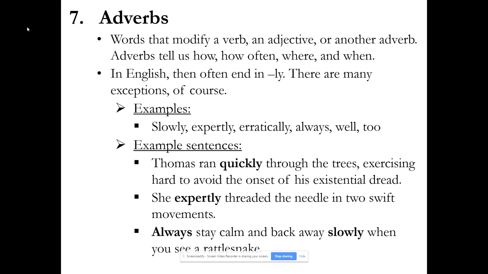Now, in the first example here, right, how did Thomas run? Well, he ran quickly. So we're getting that extra information from the adverb. How did she thread the needle? Well, she threaded it expertly. We're also getting some information about her, the noun, through the adverb here. And then how or when should you stay calm? You should stay calm always. Right? How should you back away from the rattlesnake? Slowly. All right, I learned a lot in that class too, as in also, right?